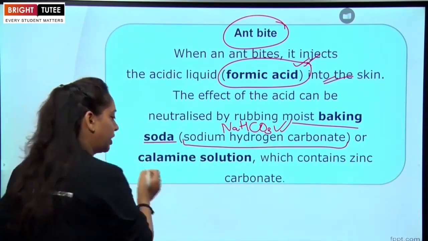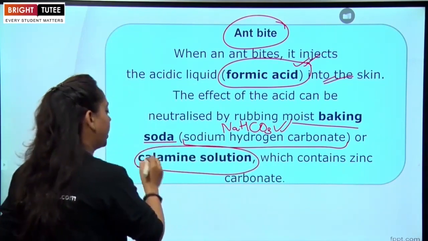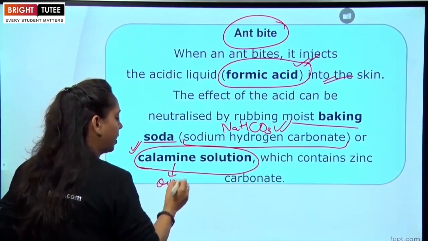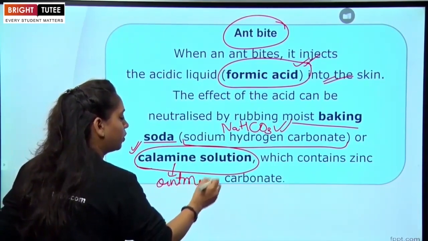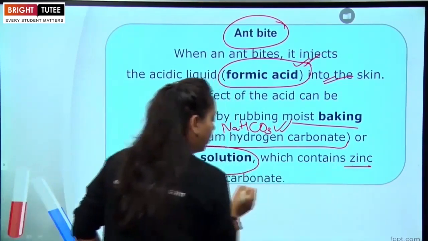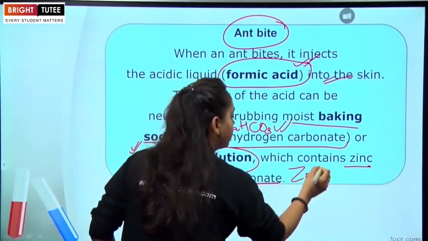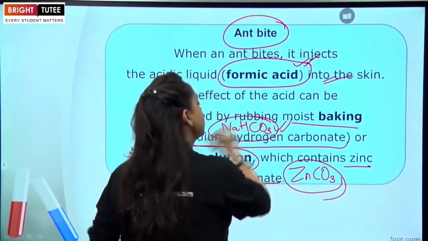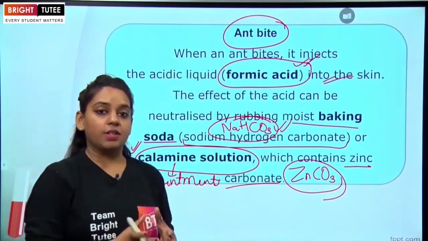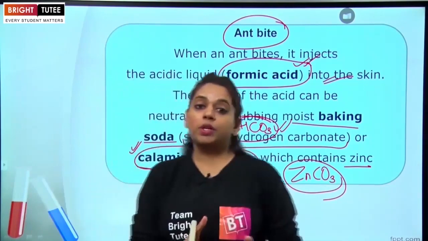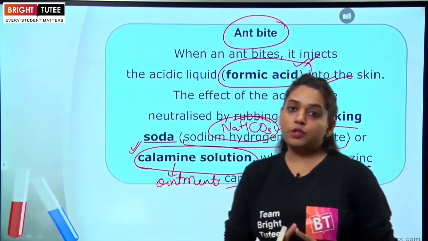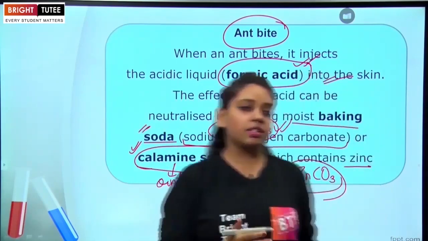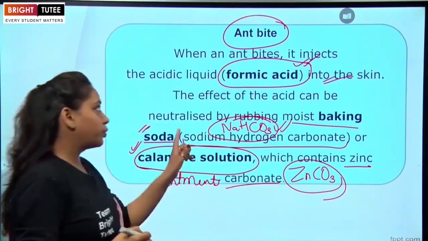Some other bases like calamine solution can also be applied. These are usually available in the form of ointments, okay? And it is known to have zinc carbonate, and its formula is ZnCO3. So these are the two most commonly used bases in case of an ant's sting. Whenever an ant bites you, you can apply a basic solution in order to feel better. Okay children, so this is the second thing that you studied about neutralization.